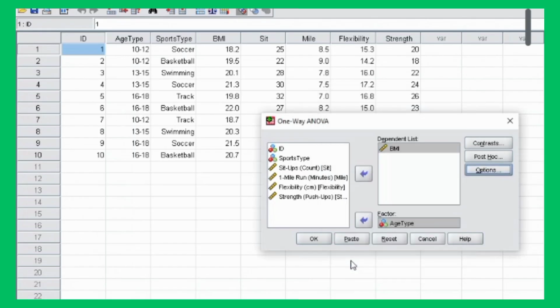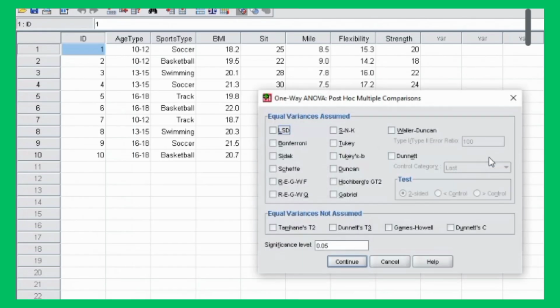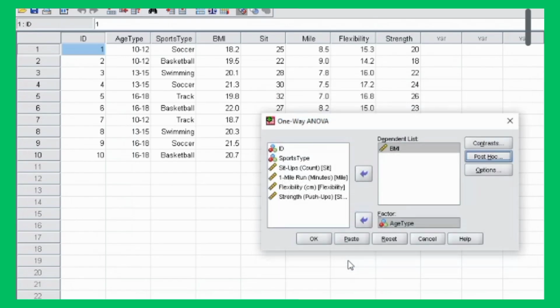Let's continue. We go to Post Hoc. So here, since we have the same number of participants for the groups, we are going to choose Tukey test. Then this one, the significance level, we're going to leave it at 0.05. Continue. And say OK.